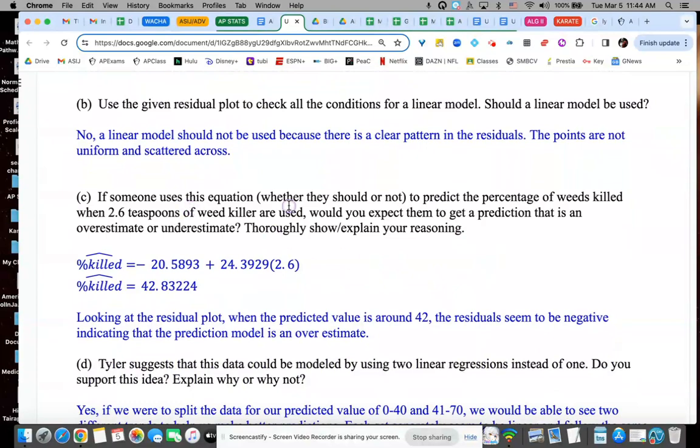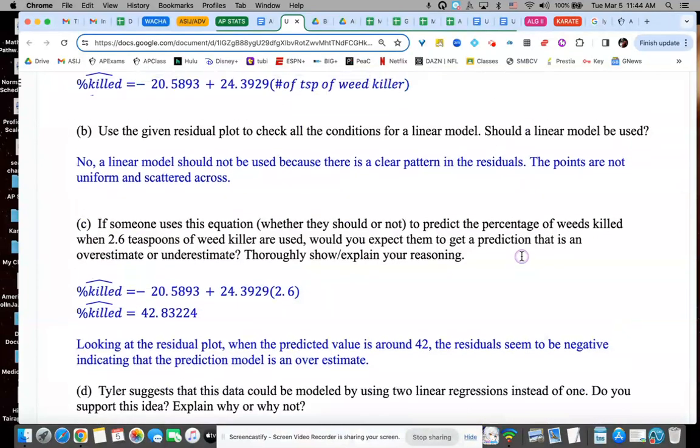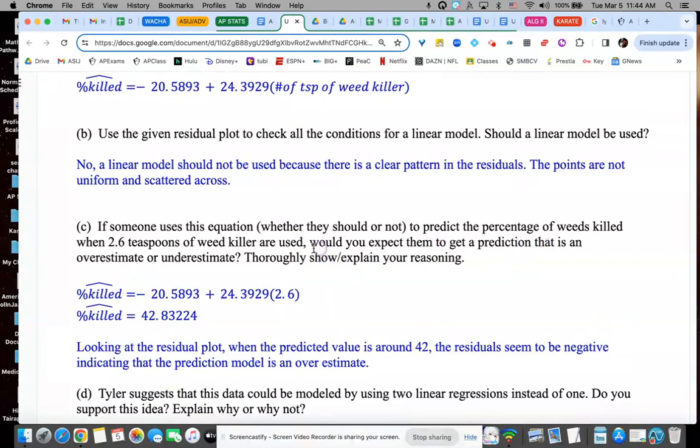Okay, part C. So if someone uses this equation, whether they should or not. That's your tip off to just say, hey, we know it's not a good model, but use it anyway. Okay, so to predict the percentage of weeds, we're going to use 2.6 teaspoons of weed killer. So you just plug that in the equation, come up with a number, and then, okay, they're talking about would it be an underestimate or overestimate with the model, right? Would you get an under or overestimation?